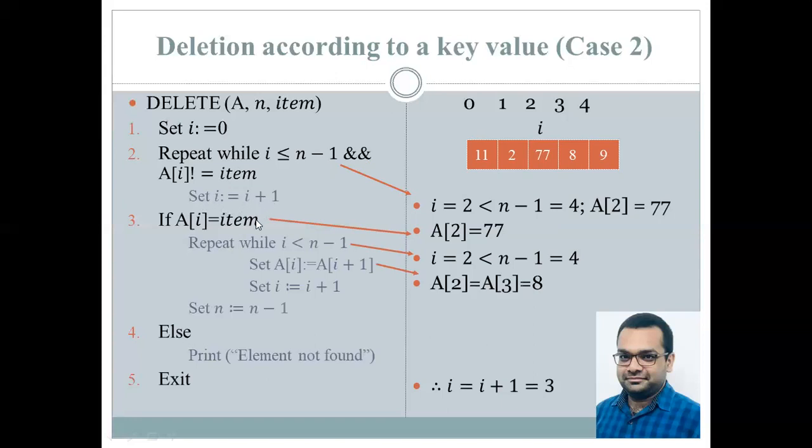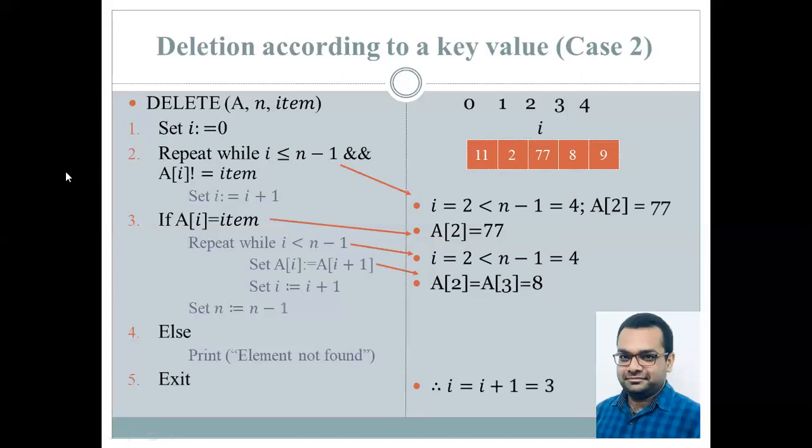Therefore, the control of the program now comes to line number 3 in the algorithm over here. Now we are performing a check over here: if a of I equals item. Why have we performed this? Because the loop may have exited because of either of two conditions becoming true. Either the value of I exceeded n minus 1 or a of I became equal to item. That means we have found the item to be deleted. Therefore, we have to check why the loop exited.